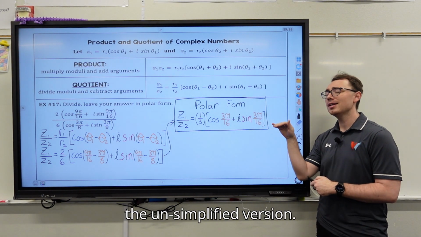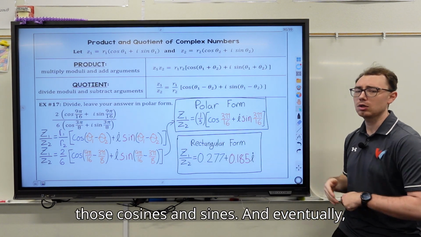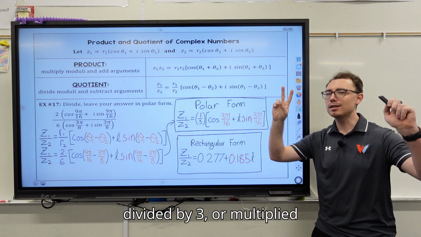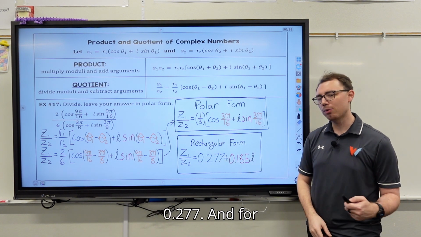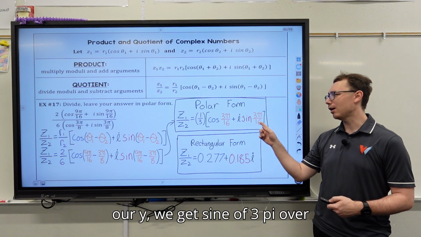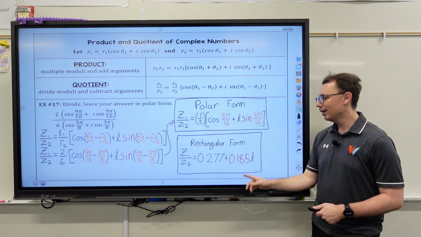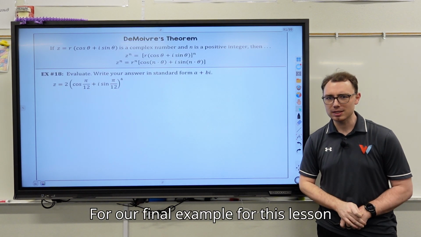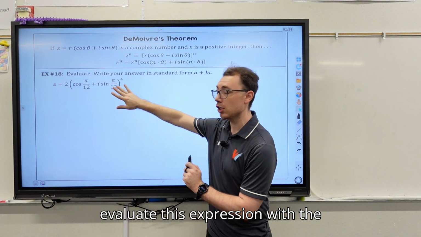Now this is the unsimplified version. We would want to try and multiply out those cosines and sines, and eventually cosine of 3 pi over 16 multiplied by 1/3 would give us 0.277. And for our y, we'd get sine of 3 pi over 16 times 1/3, or divided by 3, they're the same thing, gives us 0.185.